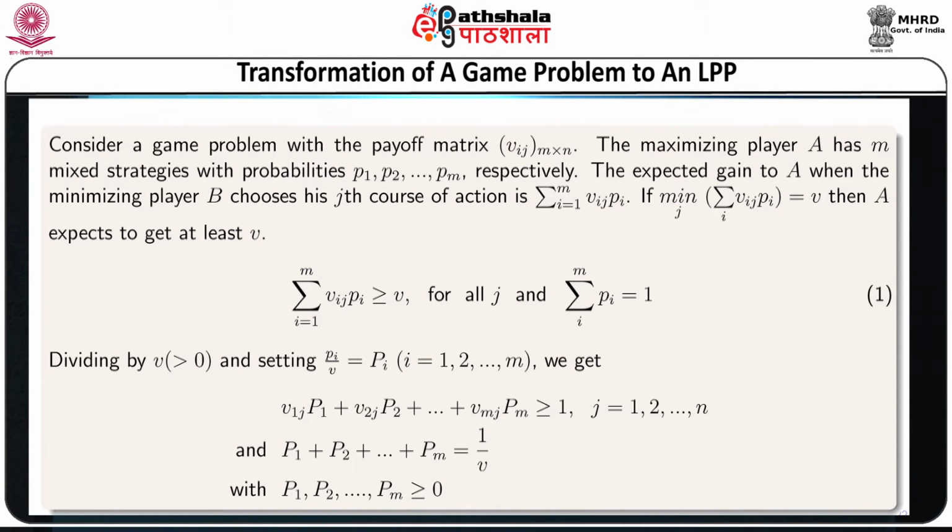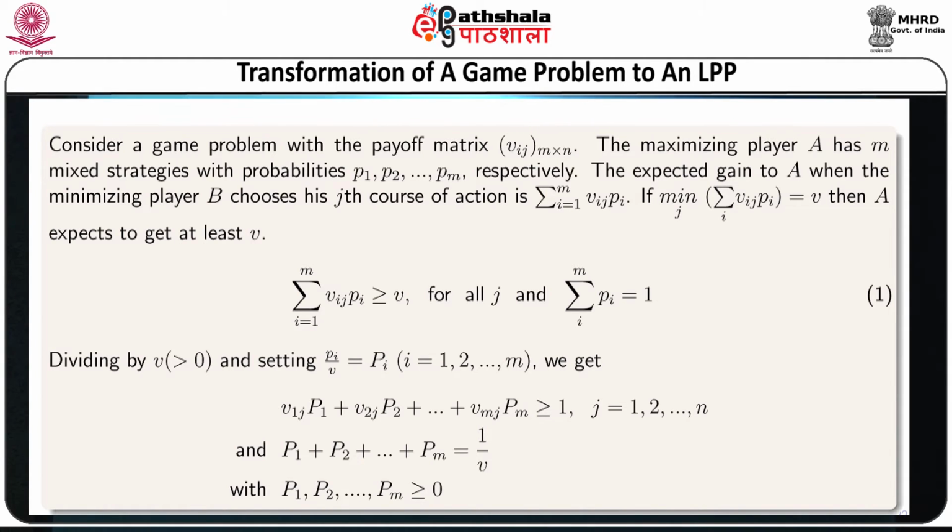and if the minimum over j of the sum of Vij Pi, i equal to 1 up to m, equals V, then A expects to get at least V. Therefore, we can write the sum of Vij Pi, i equal to 1 up to m, is greater than or equal to V for all j, and the sum of Pi is equal to 1. Now, if we assume that V is greater than 0 and set Pi by V equal to capital Pi.